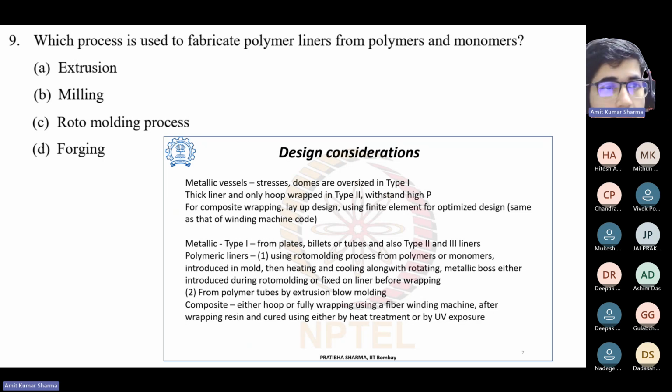So which process is used to fabricate liners from polymers and monomers? Extrusion, milling, rotomolding process, or forging? Rotomolding process.